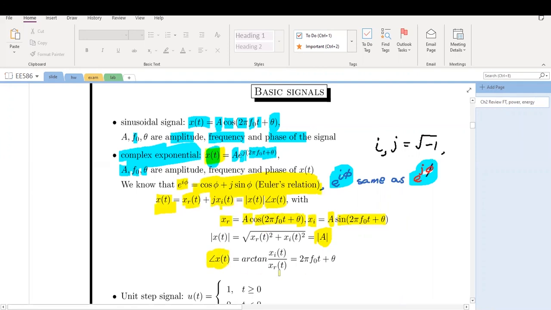And the angle is the arctangent of the imaginary part divided by the real part. This equals 2 pi f naught t plus theta. And this is a general formula. It depends on which quadrant the signal is in.